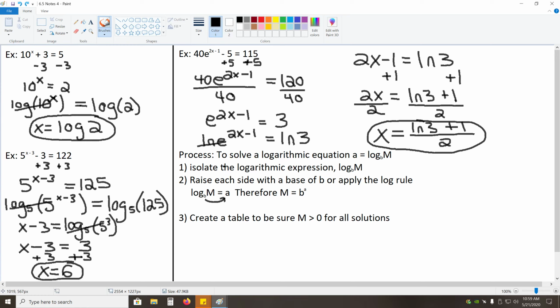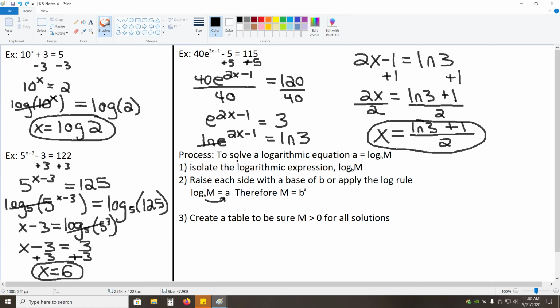Okay, now let's move on to solving logarithmic equations. So the first type we'll start off with is solving a logarithmic equation of basically the form a equals log base b of m.